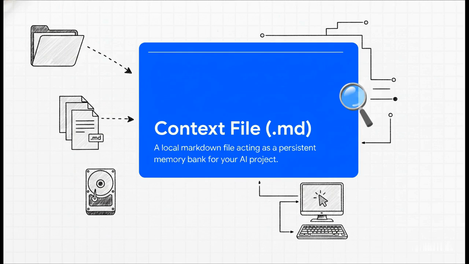This one single file solves the absolute biggest headache in AI because it gives you total ownership of your project's memory. It is yours, sitting right there on your own computer.